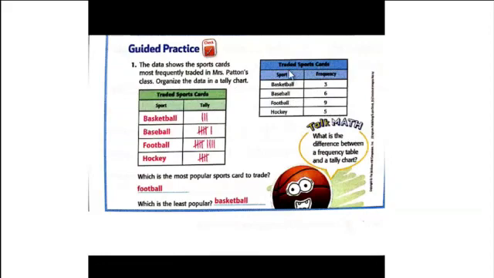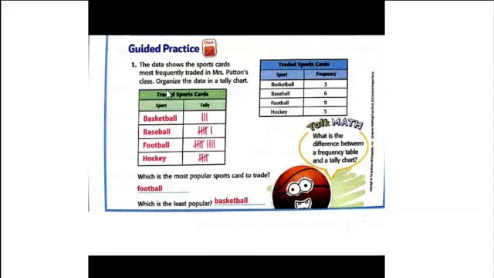First, look at the frequency table. This table is divided into two columns. The first column is called sport: basketball, baseball, football, hockey. And the second column is called frequency. Frequency represents the number of times that this sport is repeated. Basketball repeated 3 times, baseball repeated 6 times, football repeated 9 times, hockey repeated 5 times.